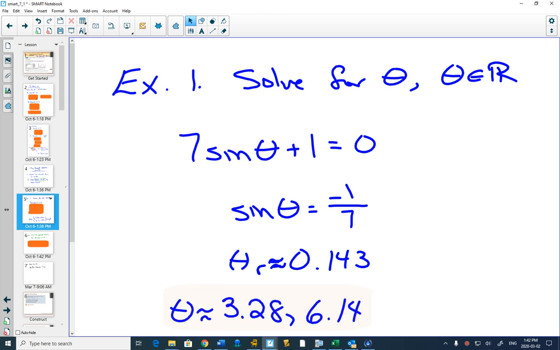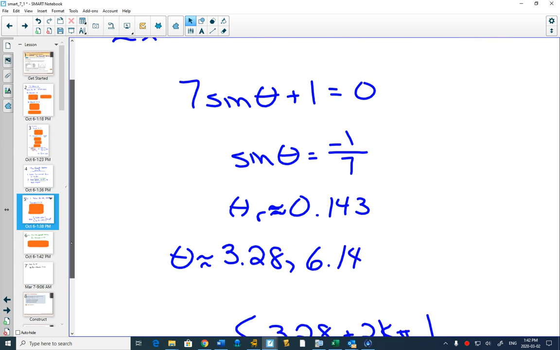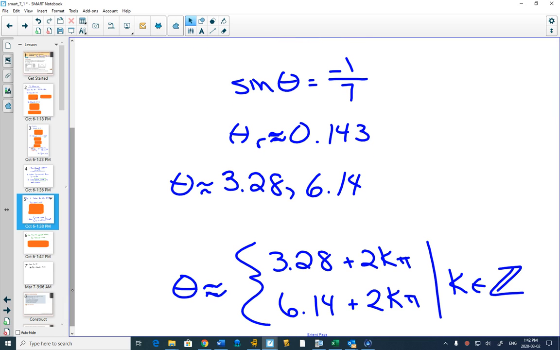Then find your answers between 0 and 2 pi like normal. So it would be in quadrants 3 and 4. And the only thing new is you now take both of your answers and add 2k pi.